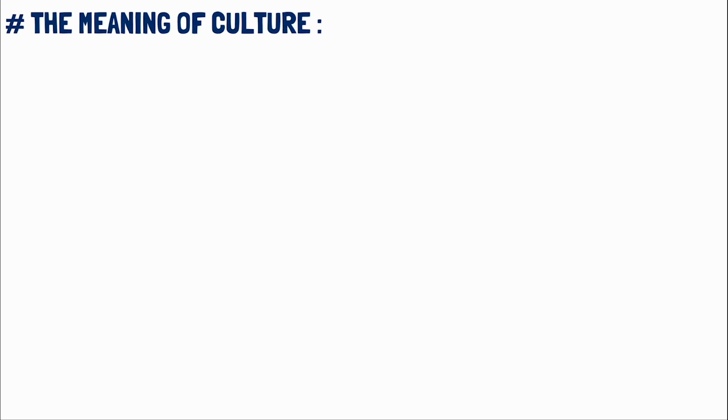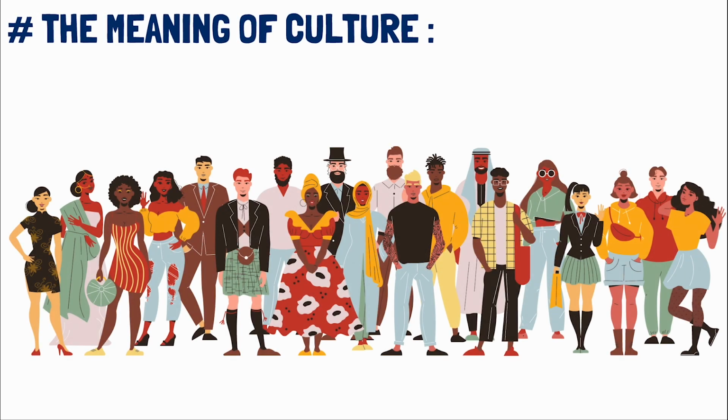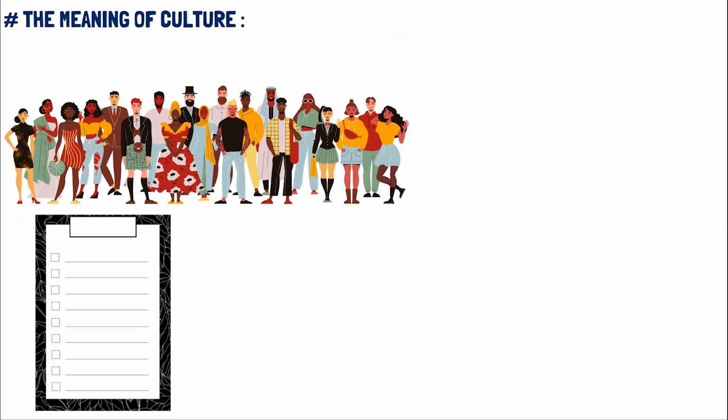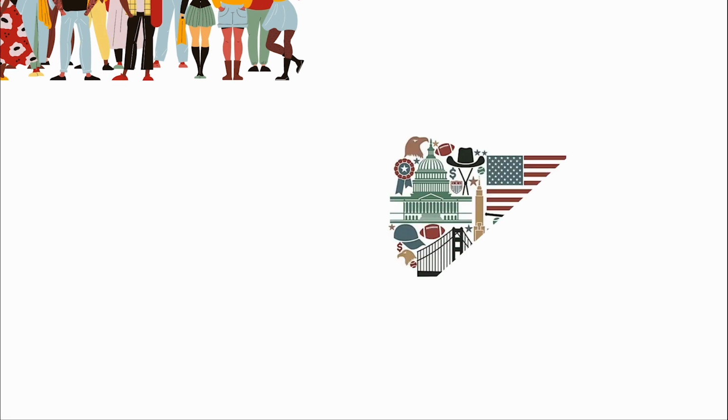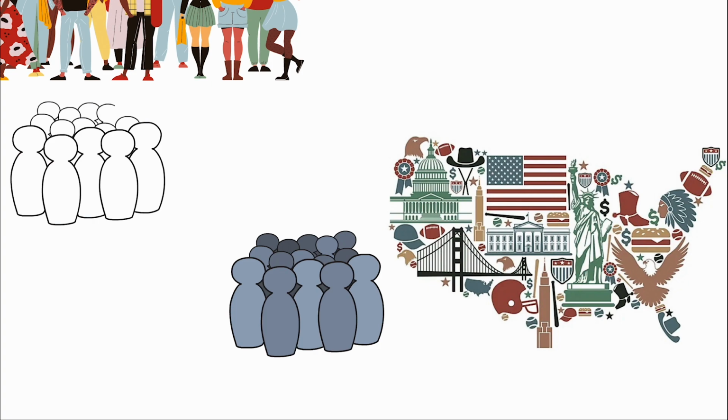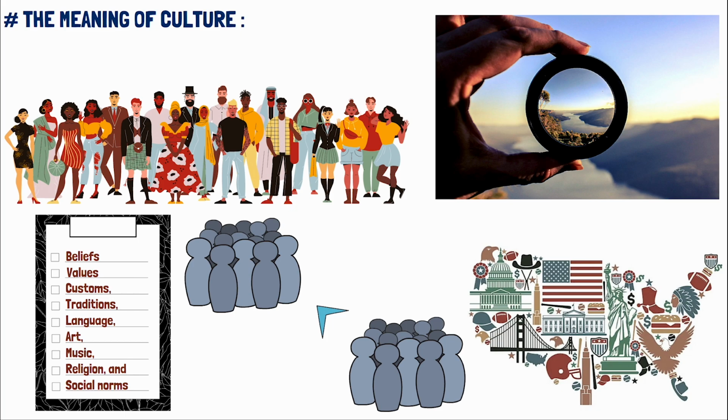The meaning of culture. Culture is a multifaceted and complex concept that plays a pivotal role in shaping societies and individuals. It encompasses a vast array of elements, including beliefs, values, customs, traditions, language, art, music, religion, and social norms, among others. At its core, culture can be defined as the shared knowledge, behaviors, and practices that are passed down from one generation to the next within a particular group or community. It is the lens through which individuals perceive and make sense of the world around them.